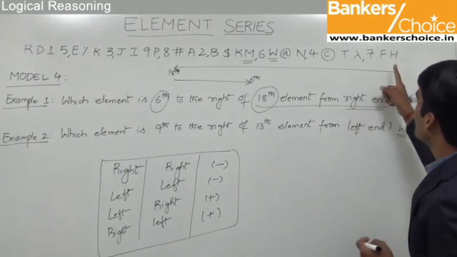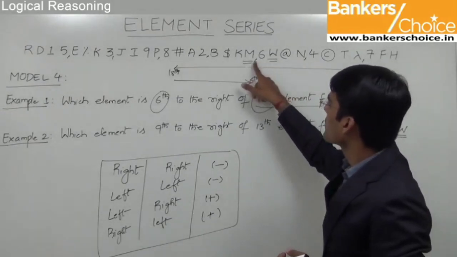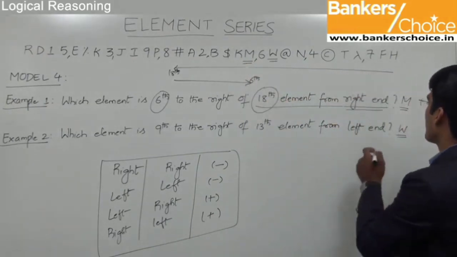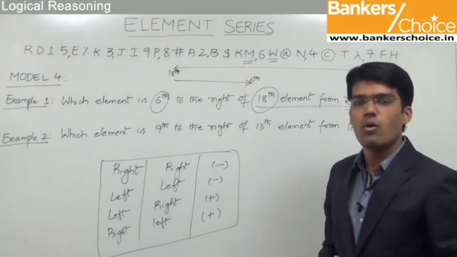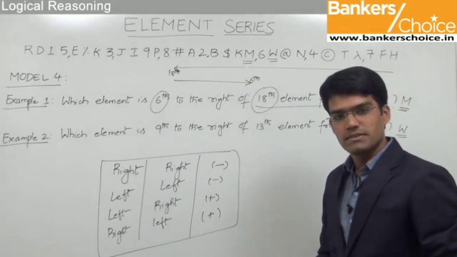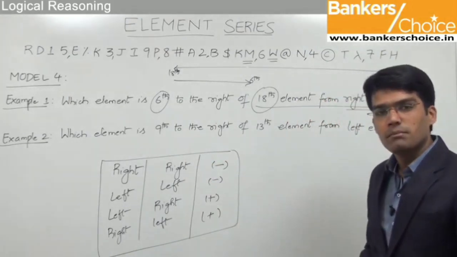Now finding out the 12th element from right end, we get 3 plus 4 is 7, plus 4 is 11, and 12. So M is going to be the answer, and that is what we have obtained in the previous method. So this is how we can find out the correct element, simply by taking the difference of the positions. Let us now see the application of this table in example number 2.